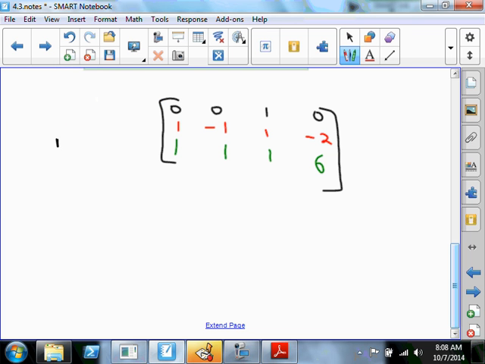It was reduced row echelon form. That's what we want to do. We want to find the reduced row echelon form of the matrix. If you have a graphing calculator, you can use it to do that. If not, you're going to have to go to Mathway.